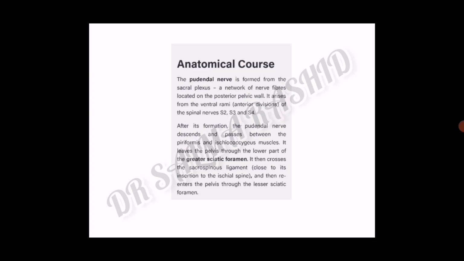After its formation, the pudendal nerve descends and passes between the piriformis and the ischiococcygeus muscle. It leaves the pelvis through the lower part of the greater sciatic foramen. It then crosses the sacrospinous ligament close to its insertion to the ischial spine, and then re-enters the pelvis through the lesser sciatic foramen.